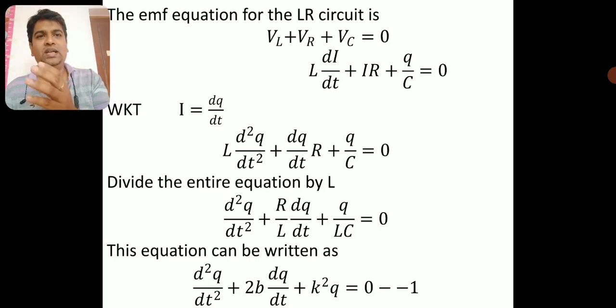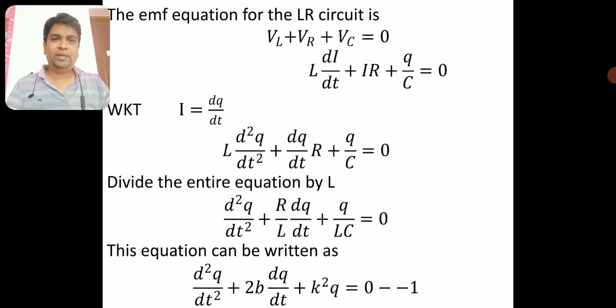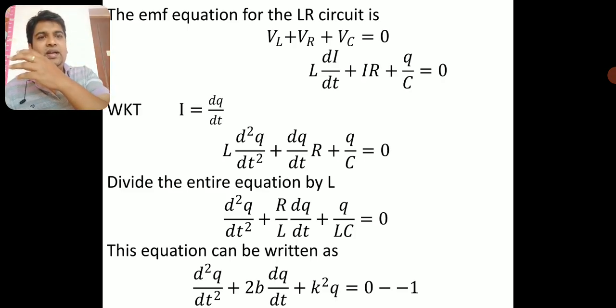Now this equation, L into di by dt, becomes L d square q by dt square, plus I is dq by dt into R, plus q by C is equal to 0. Now my equation is modified because I substituted I as dq by dt. Now I'll divide the entire equation by L, the inductance. Then our equation becomes d square q by dt square plus R by L into dq by dt plus q by LC, which is equal to 0.